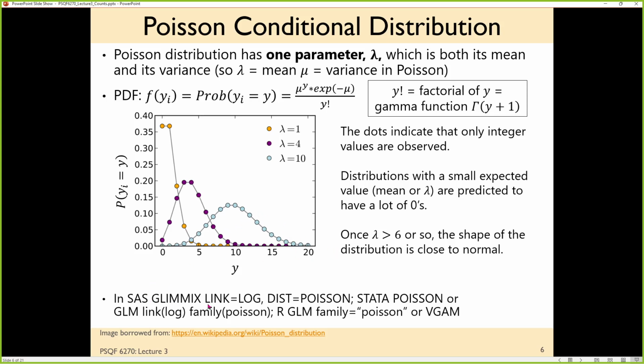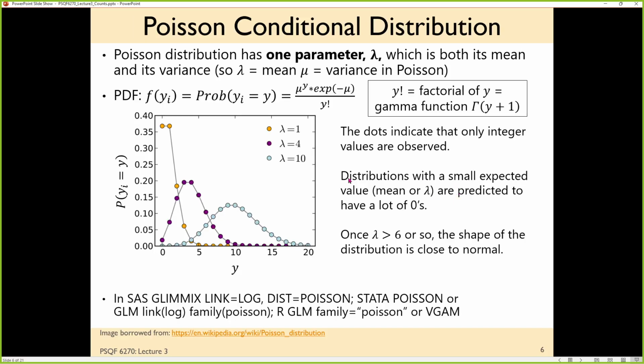This type of model is available in GLIMMIX. Stata has a package that's called Poisson, but we're going to use one that's called GLM instead because it has more options in terms of fit information. And in R, the GLM function has a Poisson family, and then there's also VGAM. I found a couple more too; there's a lot of choices for that.